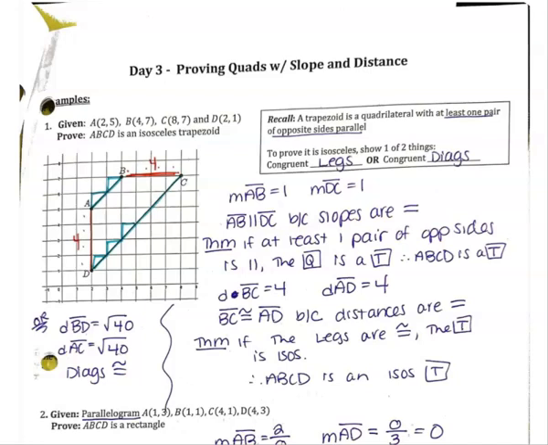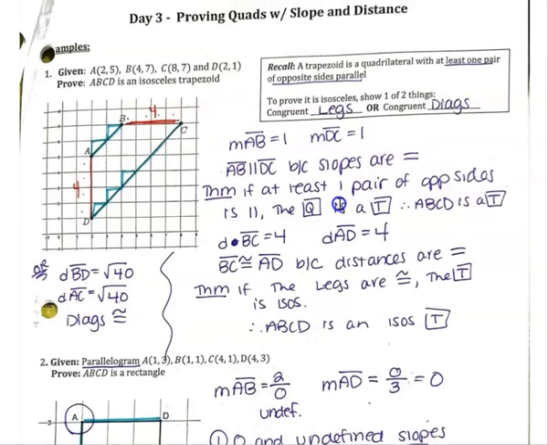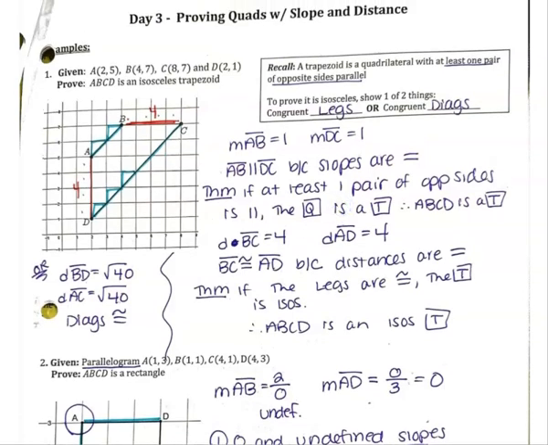All right, here is a video explaining our day 3 notes on proving quadrilaterals with slope and distance formula. So the first proof is proving that we have an isosceles trapezoid, which, it's really important to note, anytime we prove an isosceles trapezoid, you have to prove it to be a trapezoid first. So that's what this work is showing right here.